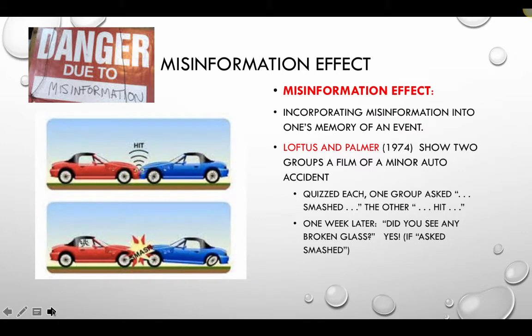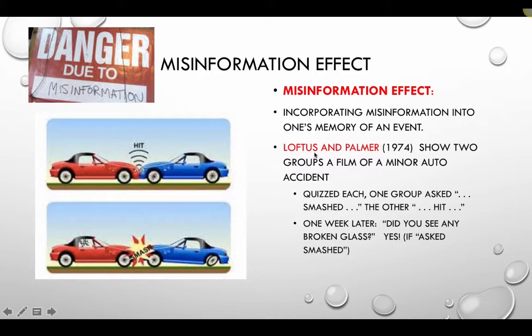Now, one of the very famous researchers we'll talk about is Elizabeth Loftus. And she demonstrated the dangers of the misinformation effect. Now, if you reverse the term, it's the effect of misinformation. So post-episodic experiences can be woven into the actual experience, and when we recall it, we recall the misinformation as if it actually happened.